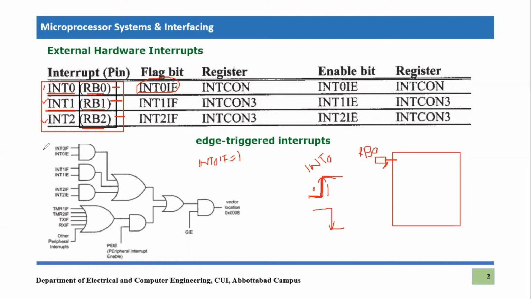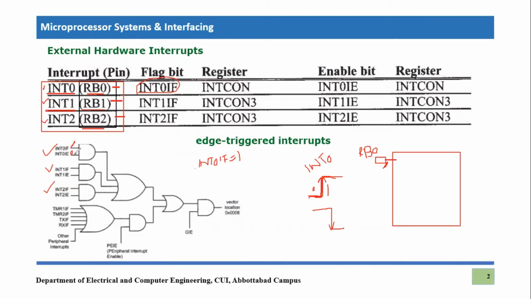Here we see this is interrupt 0, this is interrupt 1, and this is interrupt 2. Like timer interrupts, the interrupt 0 IF is also ANDed with its corresponding enable bit, interrupt enable. This is INT0IF, and it is going to be ANDed with INT0IE, the interrupt enable. Let's say we haven't configured it, so it is 0, and still RB0 is attached to a sensor which sends a positive edge trigger, a low to high transition. What is going to happen? The INT0IF flag will become equal to 1. So IF is equal to 1. What is going to happen? Will it proceed towards the output?